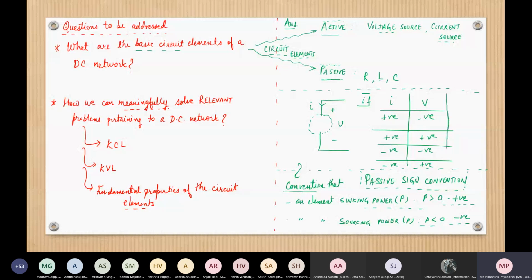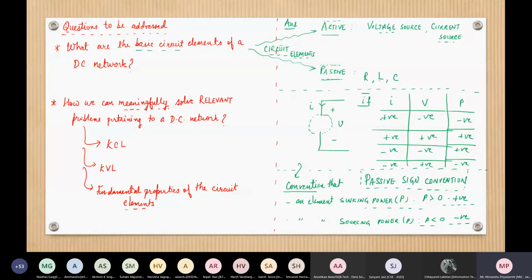And if this is the case, what will be the value for the sign of P? Negative, positive, positive, negative. So these are the four possible combinations.